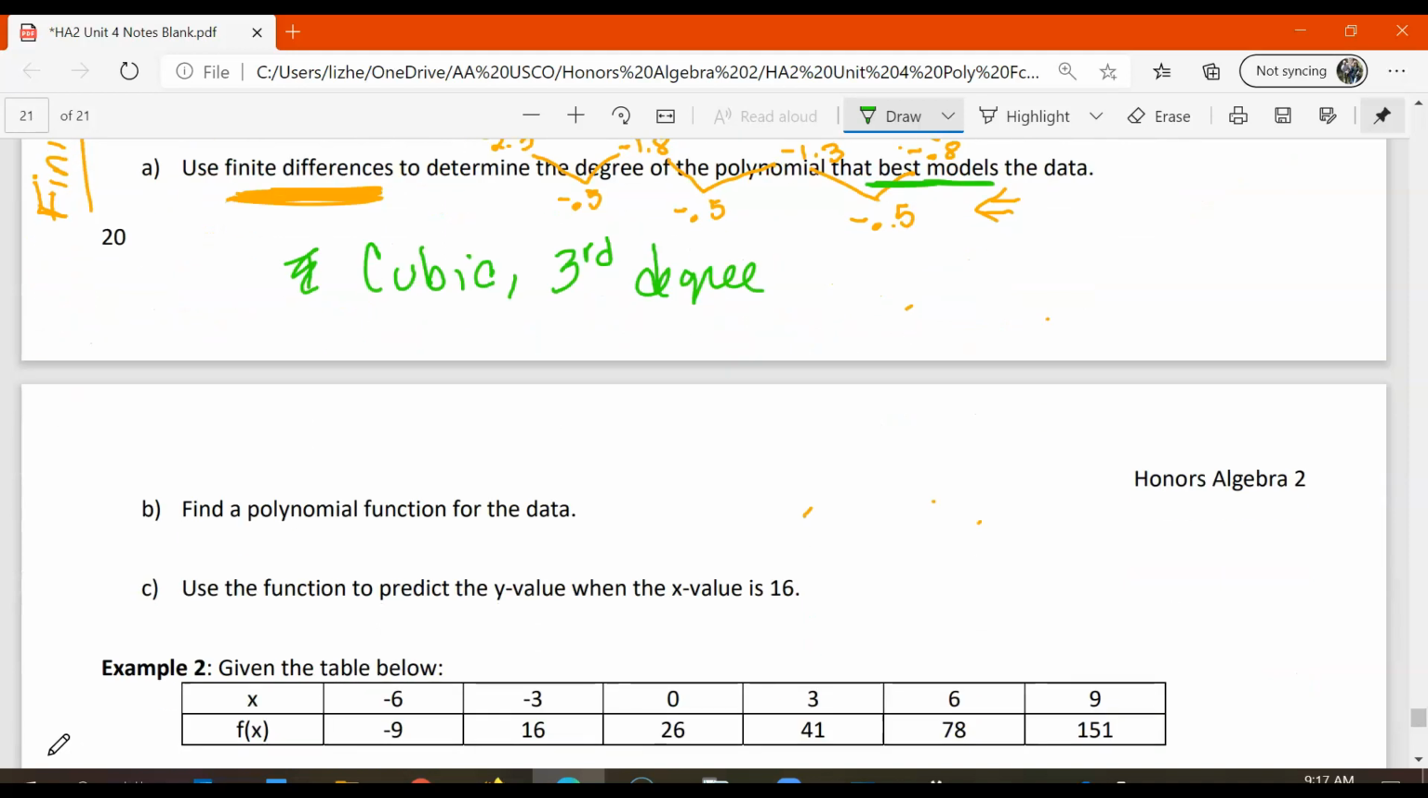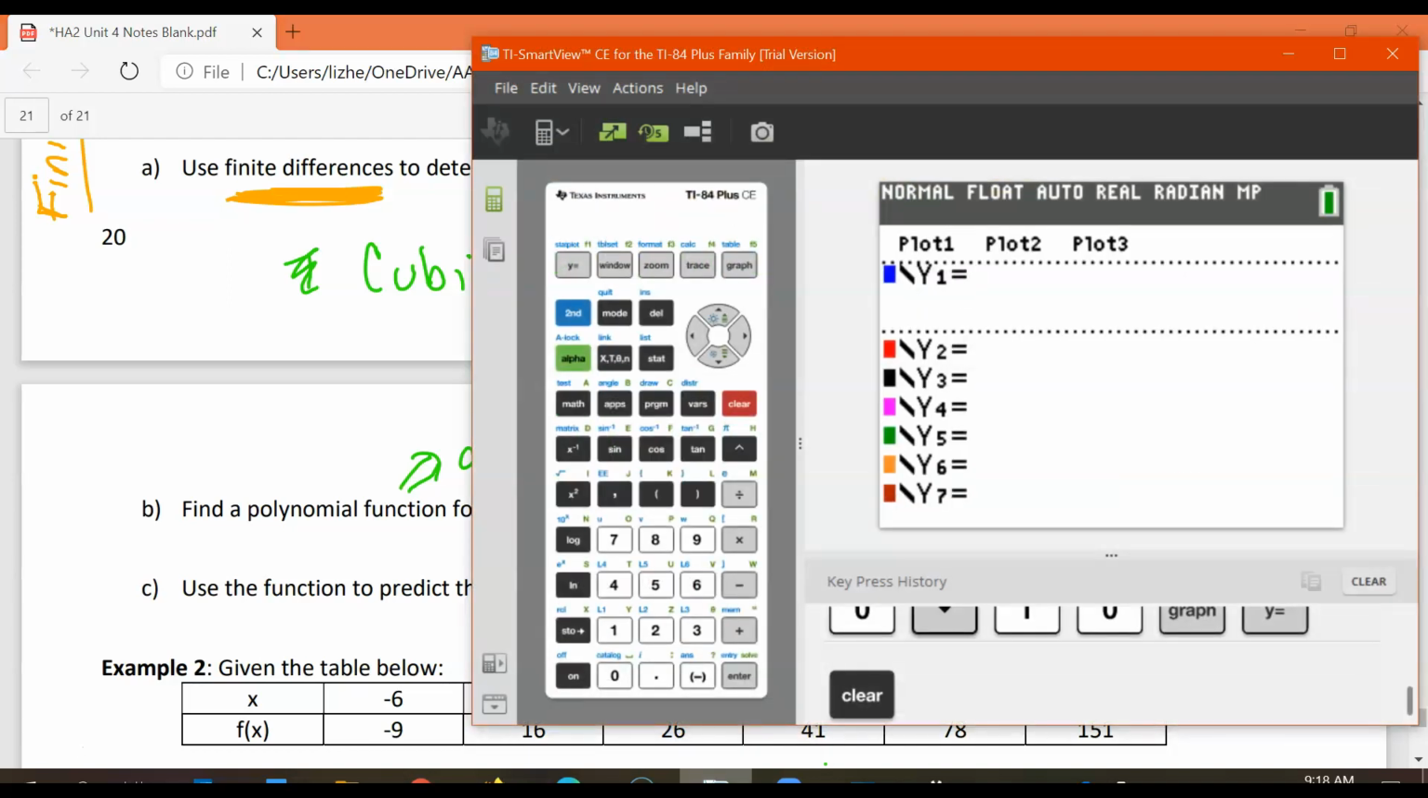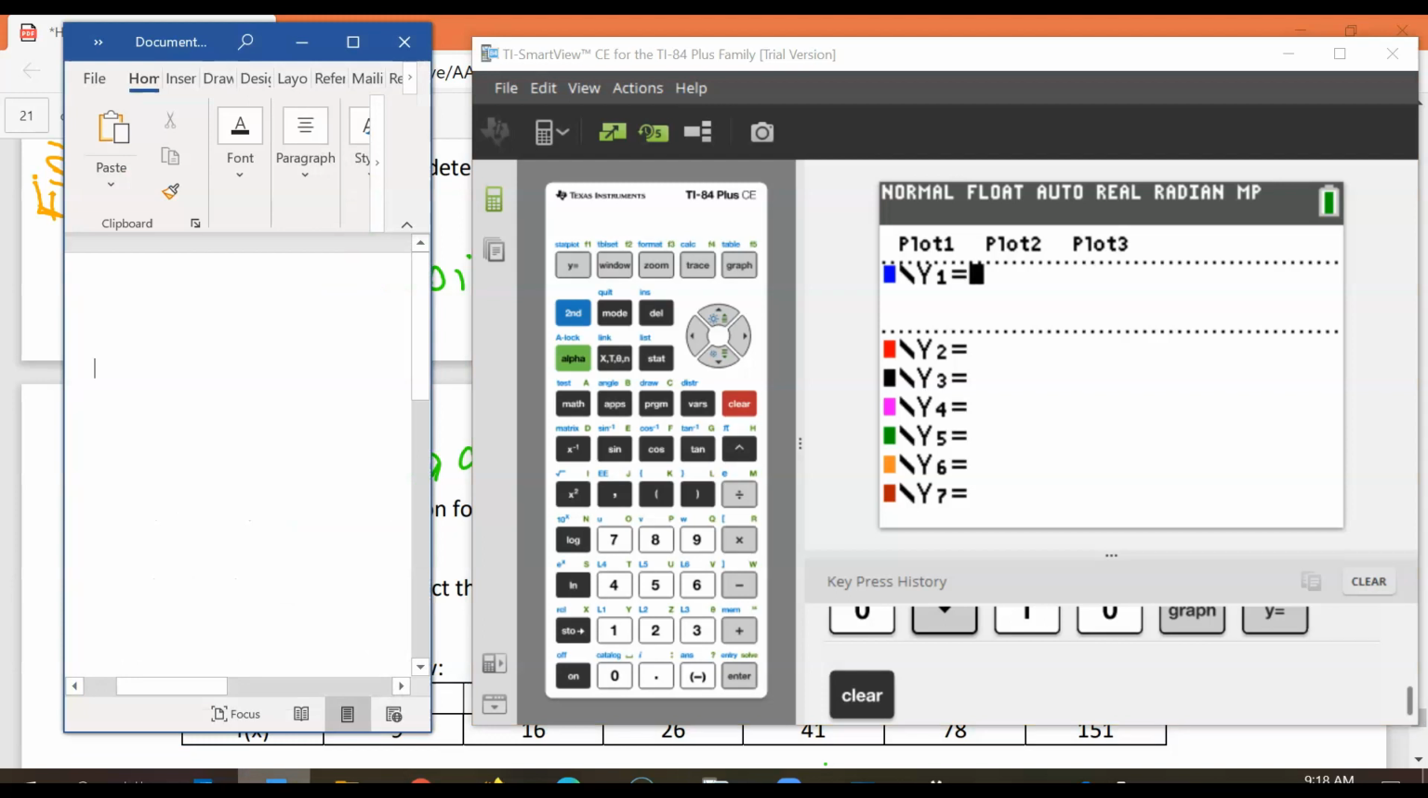All right, next. It says B, find a polynomial function for the data. So now to do this, you're going to pull out your graphing calculator. And so let me pull mine up, and I am going to tell you how to do this. This is a new process. I think I have instructions on this as well, and I will post that on Google Classroom for you. But let me pull up my calculator right there. And then I'm going to pull up a little Word document right there so I can write our instructions.